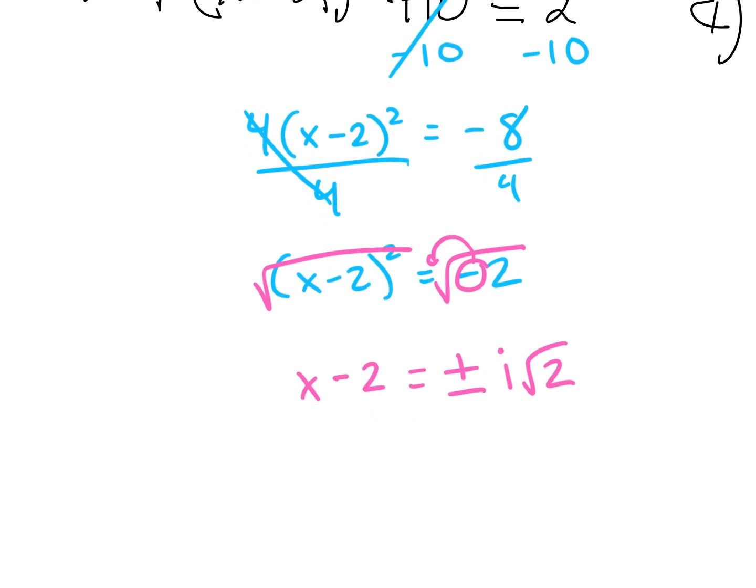And then what's the last step? Add 2 to both sides. Can I combine 2 and i square root 2? No, so it's just 2 plus or minus i square root 2.